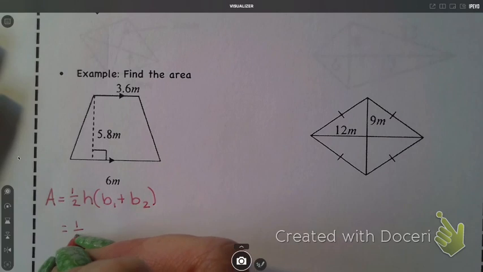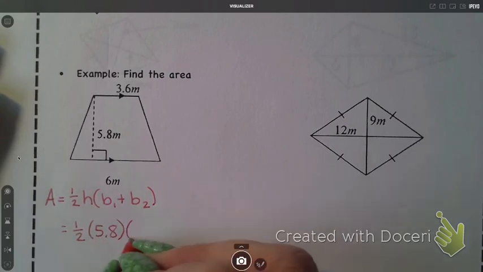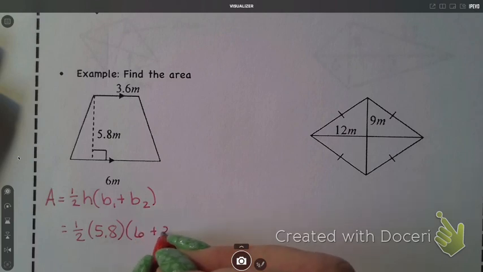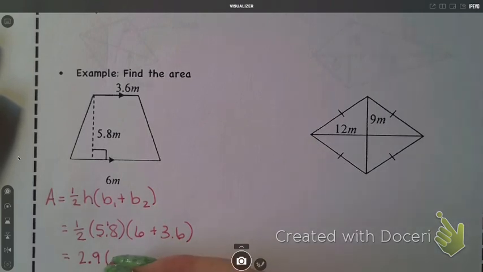So 1/2 and 5.8 and 6 plus 3.6. Well, we can do some of this, right? So let's divide 5.8 by 2. So 2 goes into 5 how many times? 2. Carry a 1. 2 goes into 18 how many times? 9. So it's 2.9. And I'm pretty sure we can add 6 to 3.6. How about you? 9.6.